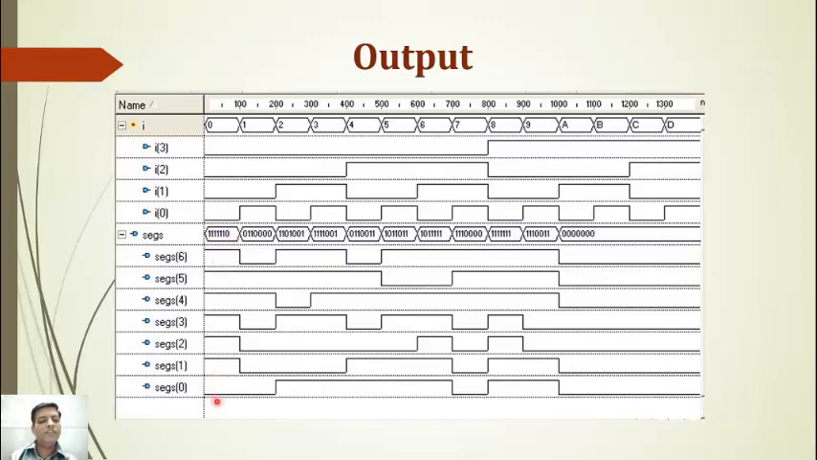Except G, all pins are 1; only segment G is 0. Then in a similar way, if we have to display the 8, all pins are 1, so all segments are 1. In this way we have verified all the outputs: 0 display, 1 display, 2 display, 3, 4, 5, 6, 7, 8, 9. Anything you verify, all are exactly equal to the truth table.